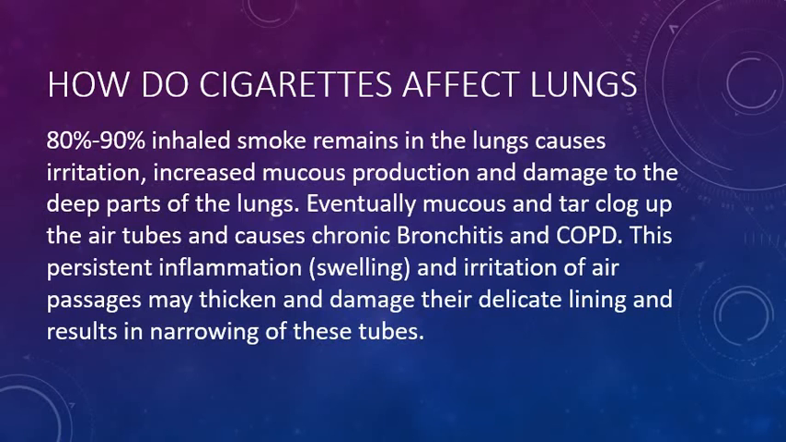Let's see how cigarettes affect lungs. About 80 to 90% of inhaled smoke remains in the lungs and this causes irritation and excessive mucus production and damages the deep parts of the lungs. Eventually, mucus and tar clog up these air tubes and they cause chronic bronchitis and COPD. Now, this persistent inflammation or swelling and irritation of these air passages may thicken and damage their delicate lining, and this results in narrowing of these tubes.